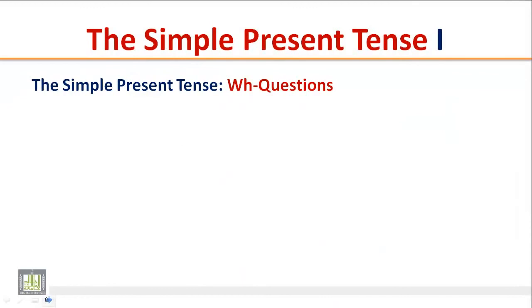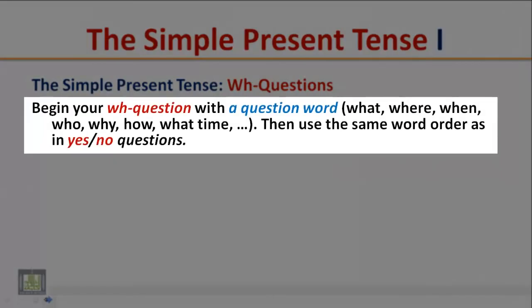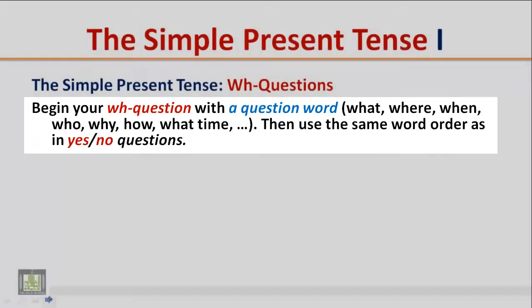The simple present tense, WH questions. Begin your question with a question word such as what, where, when, who, why, how, what time, etc. Then use the same word order as in yes-no questions.